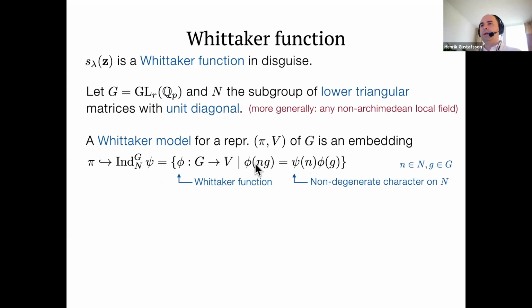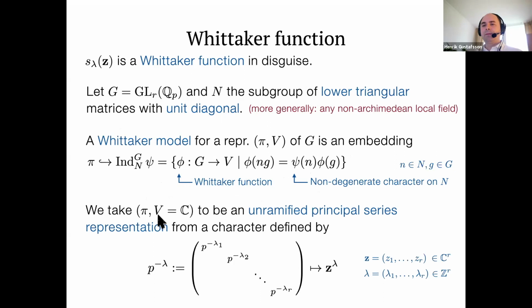And here we take V to be C and pi to be the unramified principal series representation from a character on the diagonal matrices defined by this map here from this diagonal matrix to z to the lambda. So z is here the Langlands-Satake parameters.